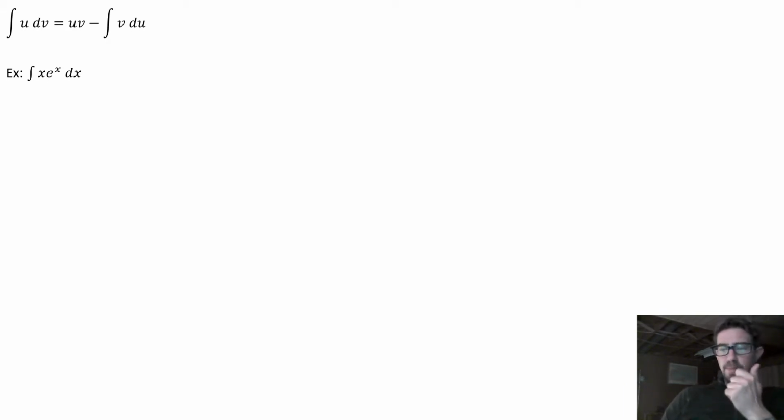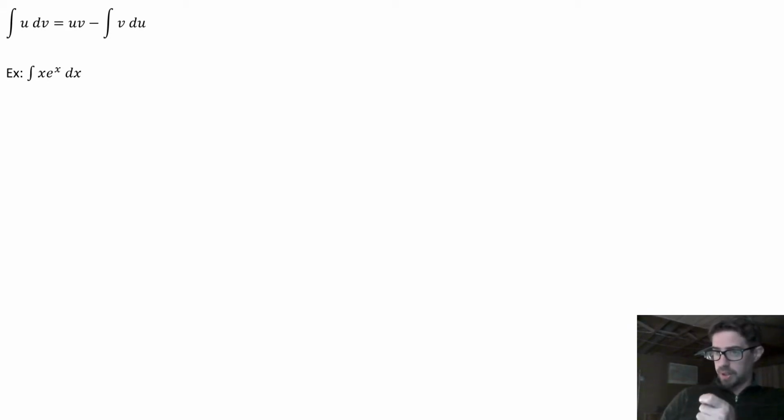So the main thing with integration by parts, the first thing you always have to do, is pick which one of these is your u and which one of these is your dv. You're going to take your u and differentiate it because you need a du. You're going to take your dv and integrate it because you need a v. We have two functions here, x and e to the x. We can differentiate and integrate both of those, no problem.